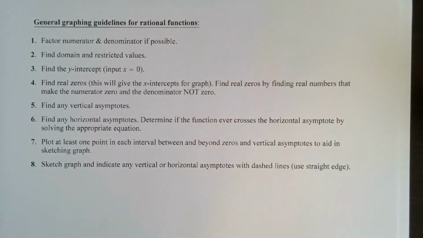Okay, now that we have looked at finding vertical asymptotes and horizontal asymptotes for rational functions, we want to put all this together and analyze rational functions and look at their graphs. So how do we go about doing that? Here are the general guidelines I have.